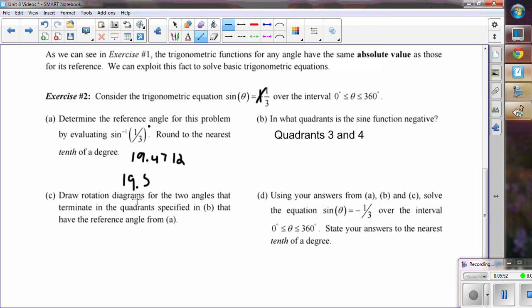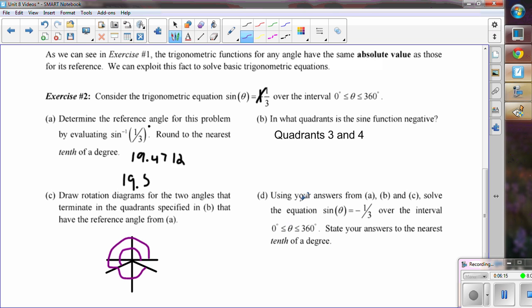Then they want us to draw a diagram for the two angles that terminate. One of them would be over here, and the other would be over here. They have to have a reference angle of 19.5. So the first one goes to this spot right here, and the second one would go all the way to here.